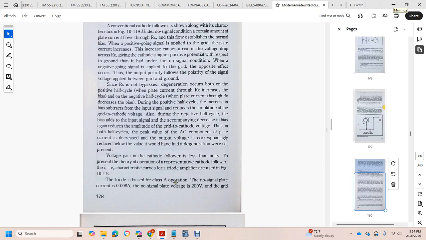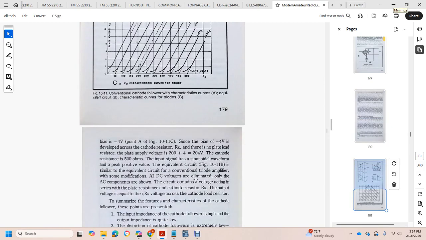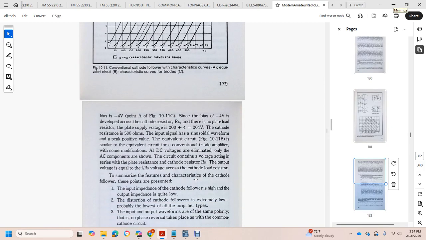Figure 10-11C: triode bias, class A operation. No signal plate current is 0.08 amperes, no signal plate voltage is 200 volts, and the grid bias is negative 4 volts. The bias of negative 4 volts develops across the cathode resistor, so the plate supply voltage is 200 plus 4, 204 volts, with a cathode resistance of 500 ohms and an input signal at the peak positive value.